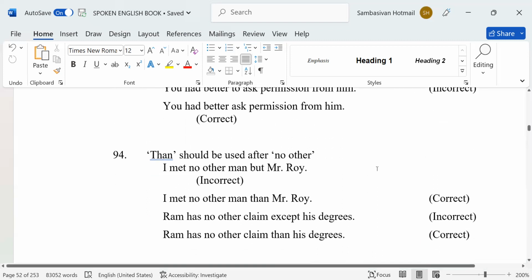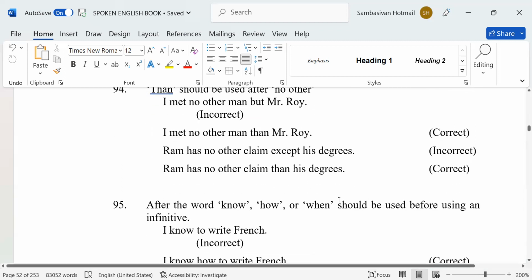Than should be used after no other. I met no other man but Mr. Roy. Incorrect. I met no other man than Mr. Roy. Correct. Ram has no other claim except his degrees. Incorrect. Ram has no other claim than his degrees. Correct.